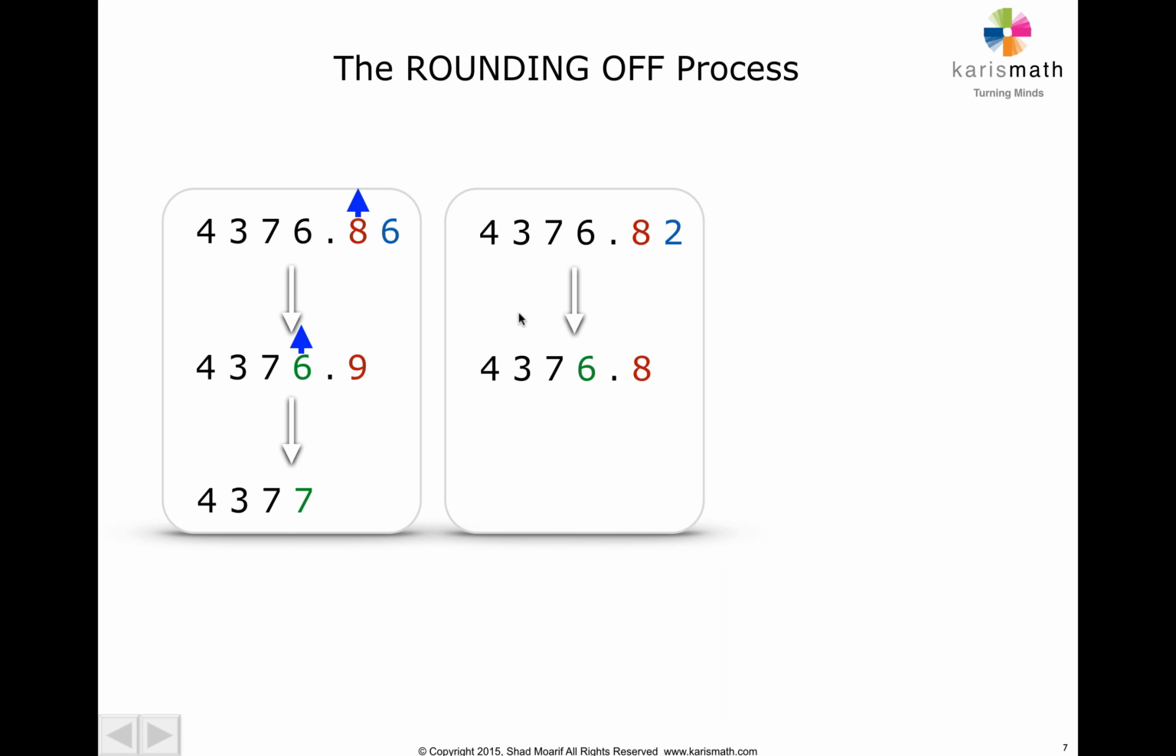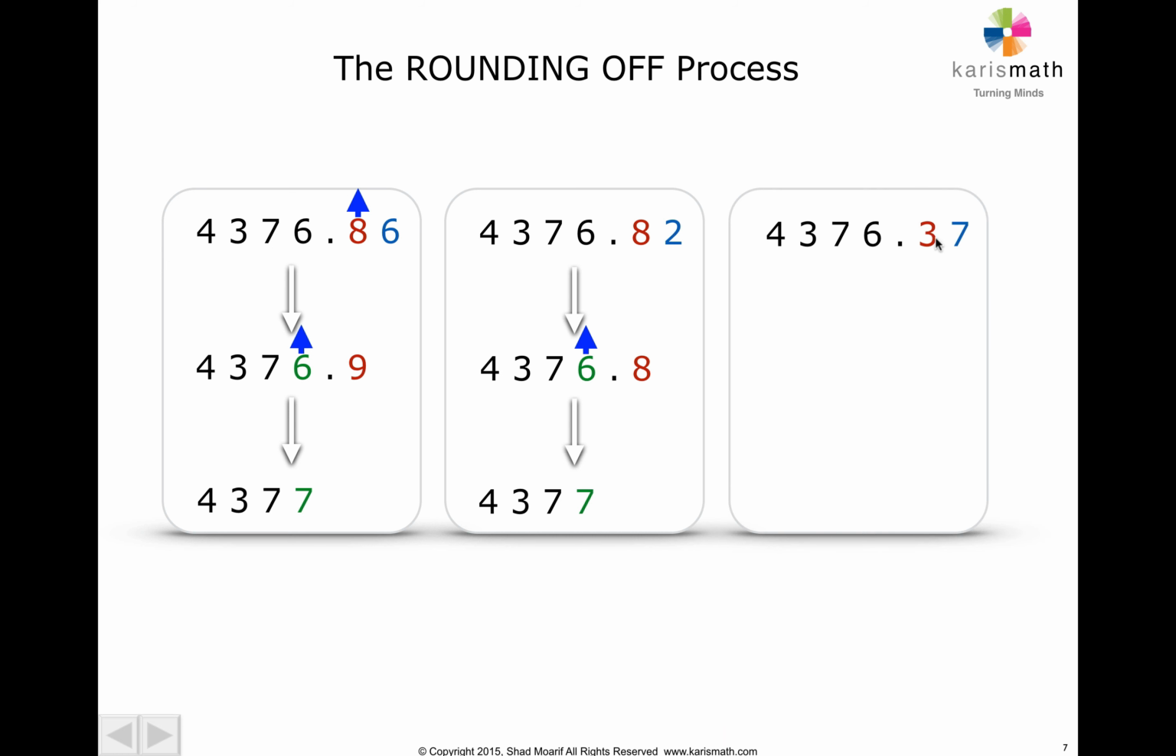And if we want to write this as a whole number, that's easy. We increase this by 1, round it up to 4,377, because 8 is more than 5. 6.8 is closer to 4,377. And that's your answer.